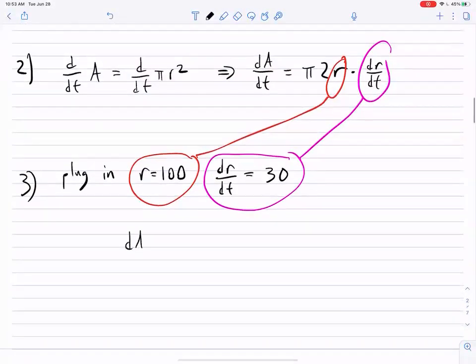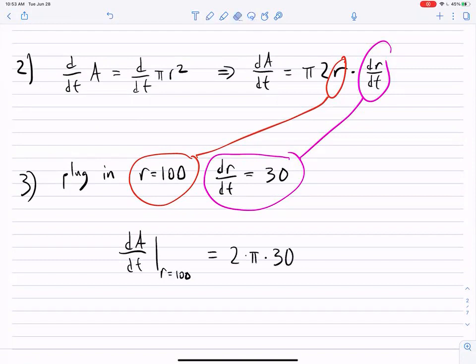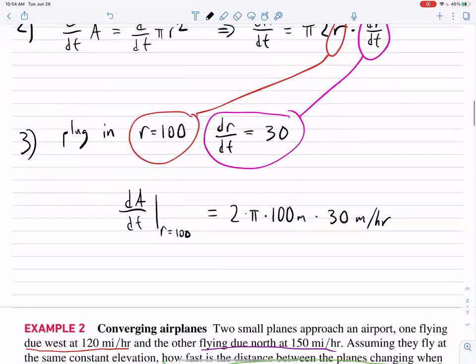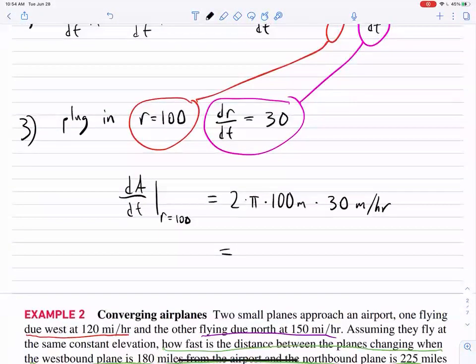We get that dA/dt, when the radius is 100, because that's what we're plugging in, is equal to 2 times pi times 100 times 30, sorry. And this is in meters. So 100 meters times 30 meters per hour. And so what does that give us? That gives us 60 times 100, which is 6,000 pi meters squared per hour.